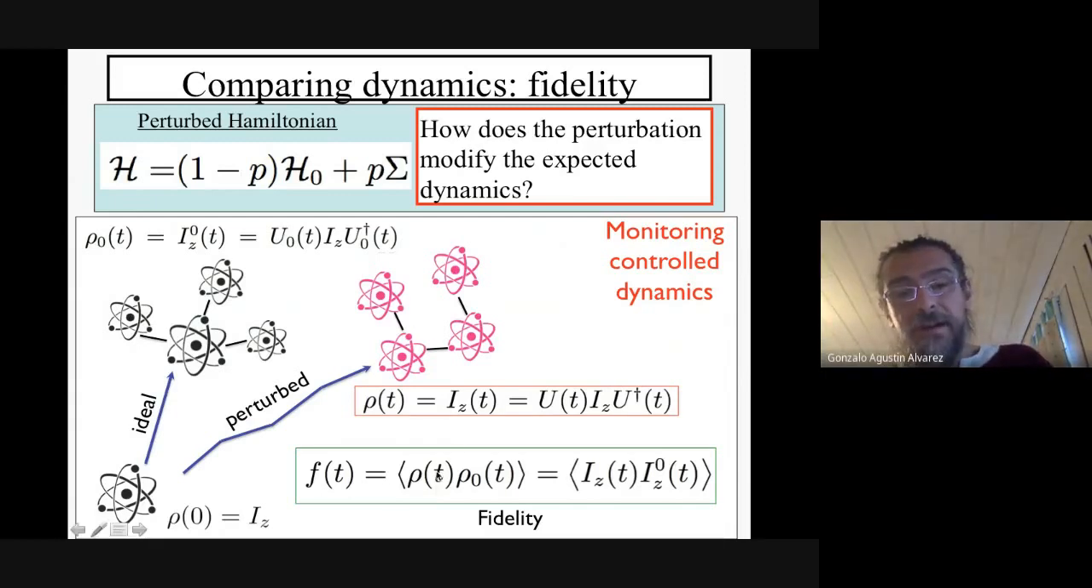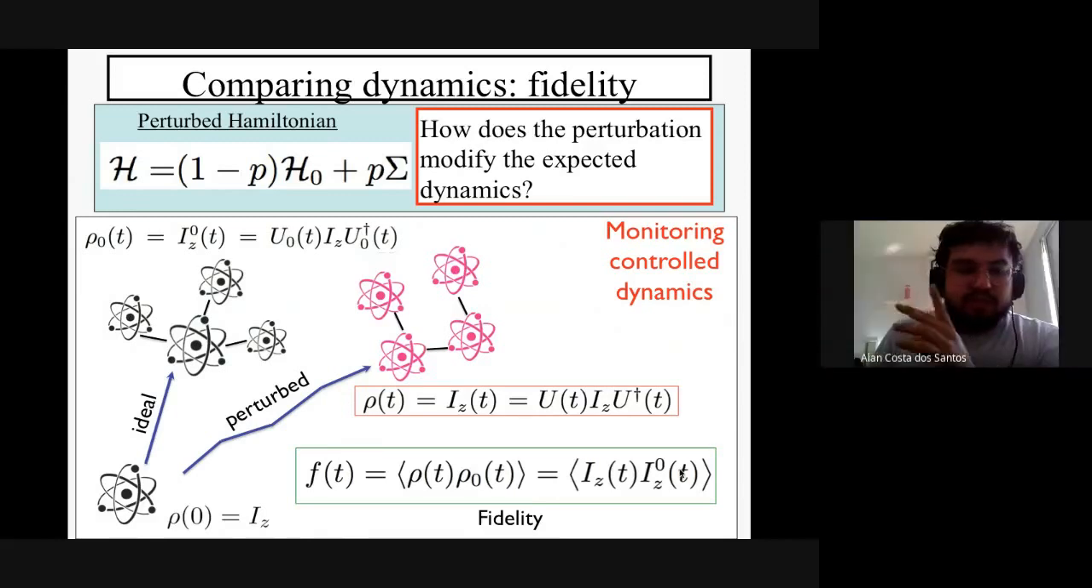We will compare the density matrix of the perturbed evolution with the density matrix of the ideal evolution. And this will be equivalent to studying the evolution of this initial local excitation. This is what is represented here in a perturbed situation or an ideal situation. And this will give me some information about how well I was able to process or propagate this information.